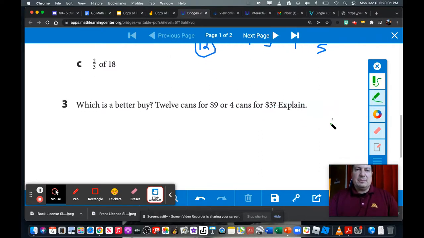Which is better? Which is a better buy? 12 cans for $9, or 4 cans for $3? Interesting question. So if I have 12 cans for $9, I know that if I cut that in half, I would have 6 cans for $4.50. 6 cans for $4.50.